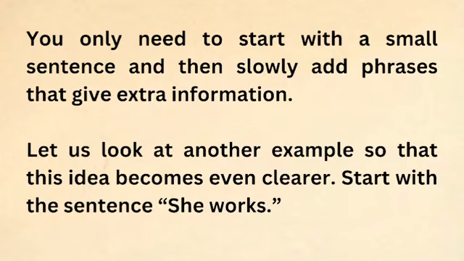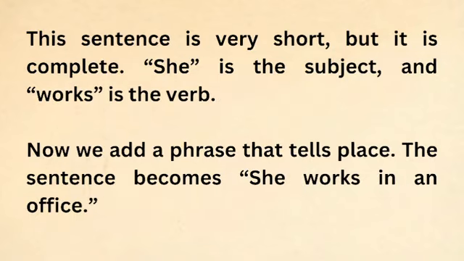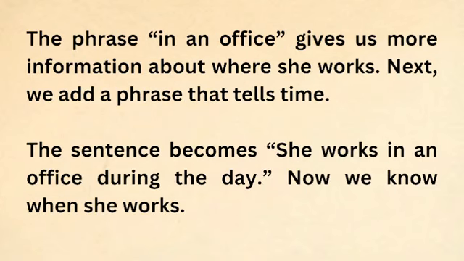Let us look at another example so that this idea becomes even clearer. Start with the sentence, she works. This sentence is very short, but it is complete. She is the subject, and works is the verb. Now we add a phrase that tells place. The sentence becomes, she works in an office. The phrase in an office gives us more information about where she works.